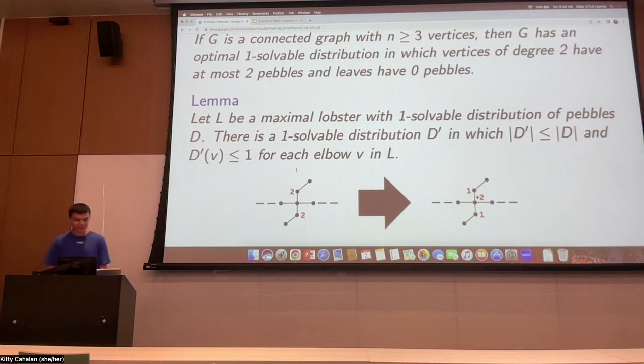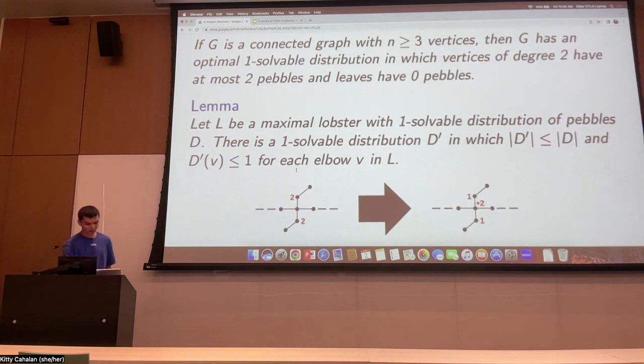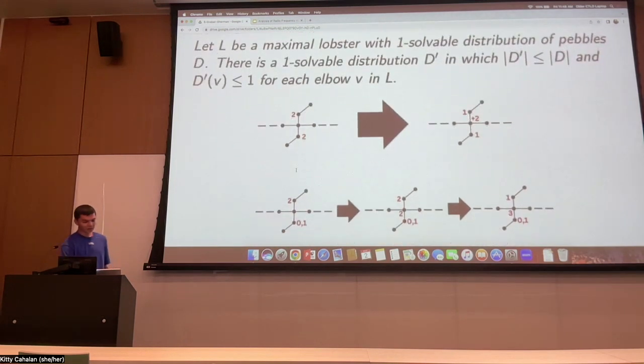And so the way we did this was by going case by case. So if there are 2 pebbles on an elbow, there's 2 possibilities. And the first possibility is that there's 2 pebbles on both elbows. And so in this case, you could just take 1 pebble from each elbow and move it into the middle joint. So that middle joint would have 2 pebbles, which could then pass 1 up to the elbow, giving that elbow 2, which could then pass 1 to the leaf.